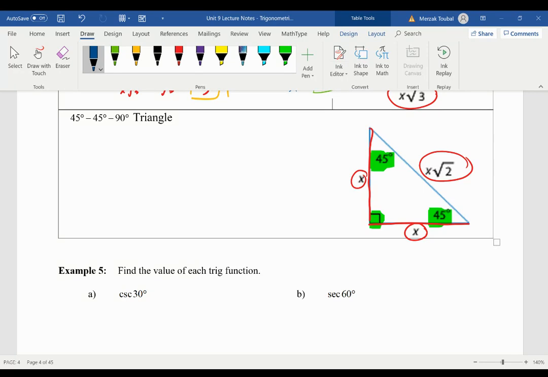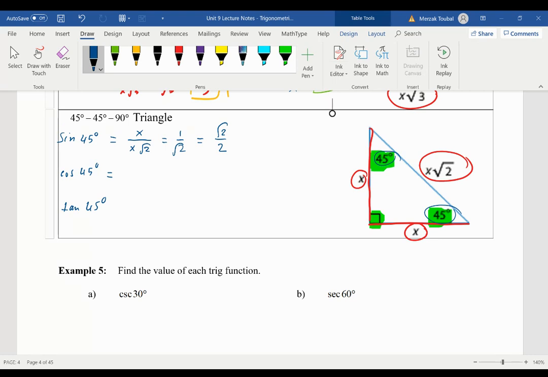Now we're going to do the same thing. We're going to find sine of 45 degrees, cosine of 45 degrees, and tangent of 45 degrees. Notice here 45 equals 45, so we don't have to do this twice. We just have to do it once. Sine of 45 is the opposite over the hypotenuse, which is x over x times root 2, which is 1 over root 2. After you rationalize, it's root 2 over 2.